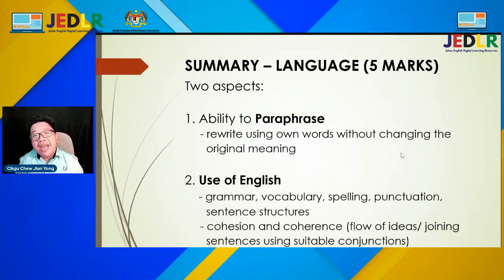And we also look at your use of English, which involves your grammar, vocab, spelling, punctuation, and sentence structures, all of which need to be accurate. And we are also looking at cohesion and coherence. Apa maksud cohesion and coherence? We are looking at the flow of ideas from one sentence to another in your summary, whether it flows smoothly or not. And we are looking at how you are able to join the sentences, the content points, using suitable conjunctions. So these are the things that we are looking at. Don't worry, I'll come to that later. I'll give you more examples, okay?